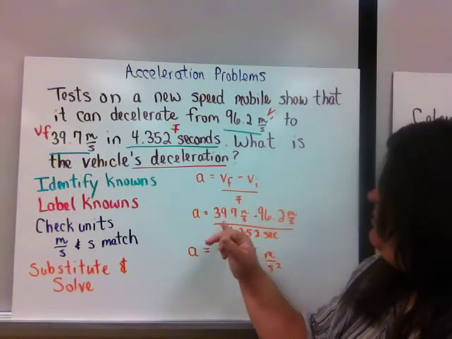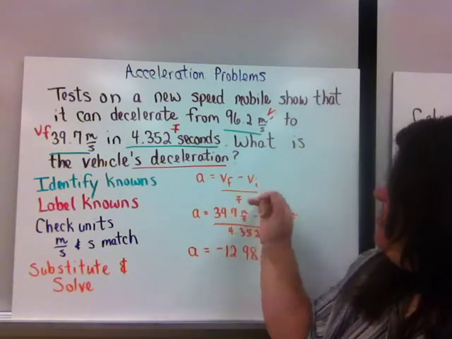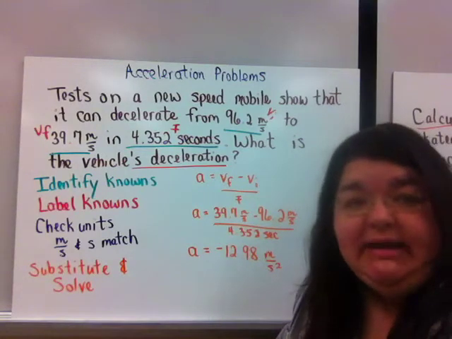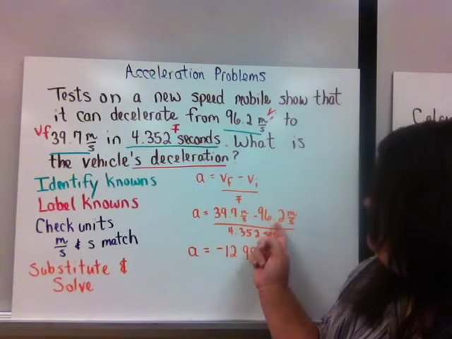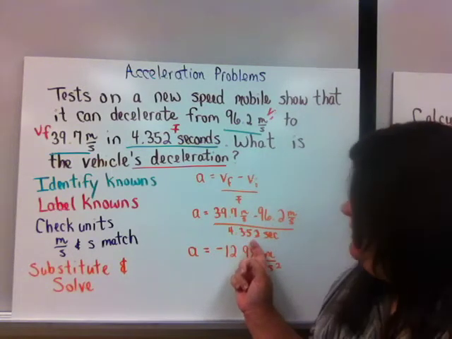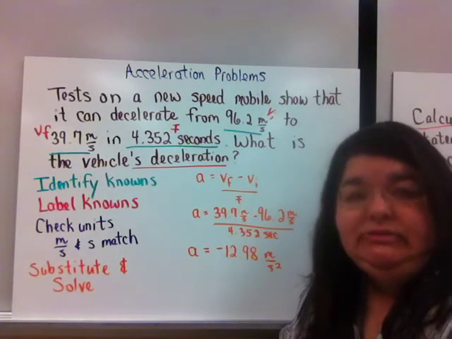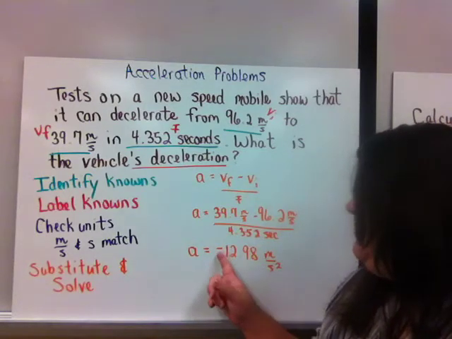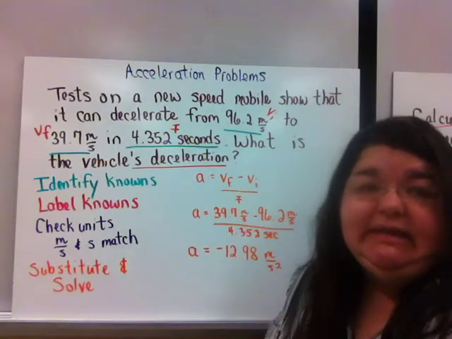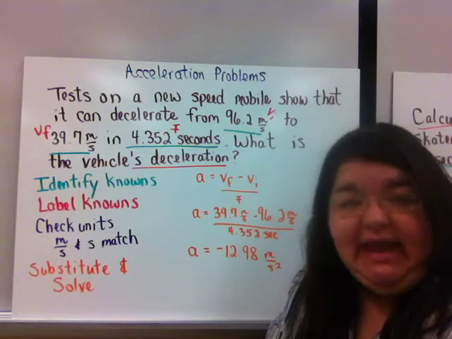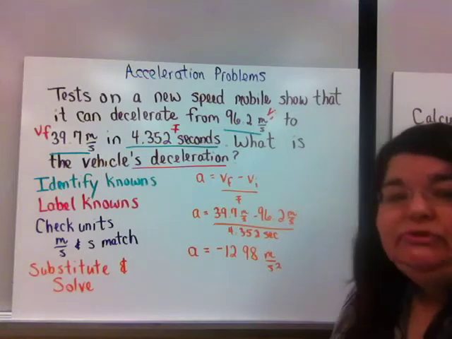A equals VF minus VI over T. Now notice that I haven't worried here about subtracting a large number from a small number. I'm going to put it in according to the formula, last minus first. So 39.7 minus 96.2 divided by the 4.352 seconds. Now I'm going to do that subtraction first, and then I will divide by the time. And when I do, I'm going to get a negative answer, but that's what I should get because we were looking for deceleration, and deceleration is negative acceleration. So I get negative 12.98 meters per second squared.